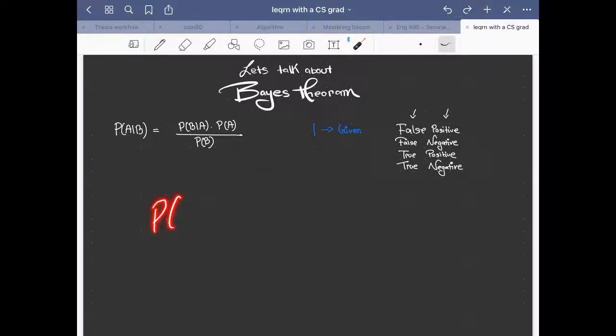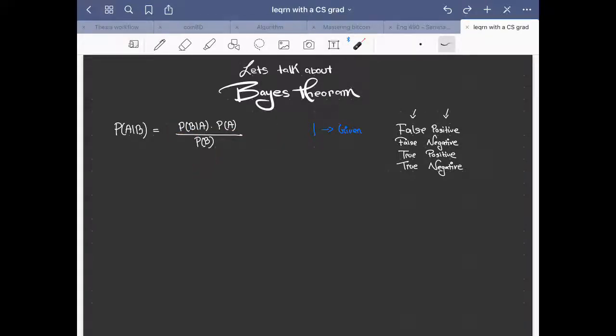So P, what we are looking for, is the probability of A happening given that B. So this sign, the straight line, represents "given". So how do we find this? The first thing that we are looking for is the probability of B happening given A, then multiply with the probability of A and divided by the probability of B.